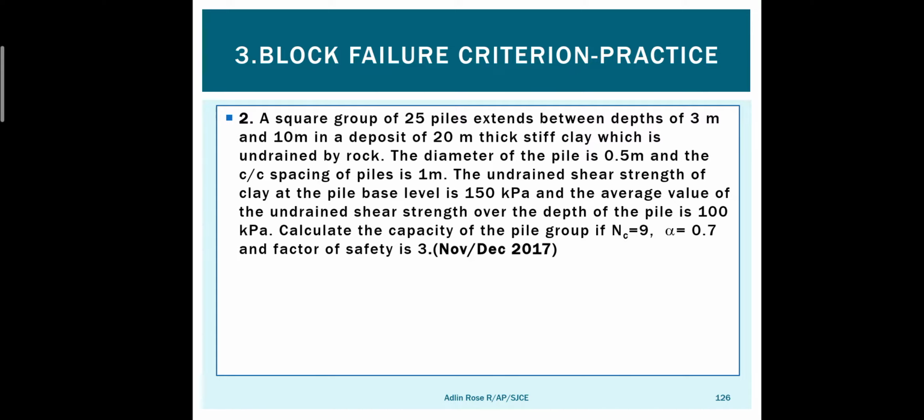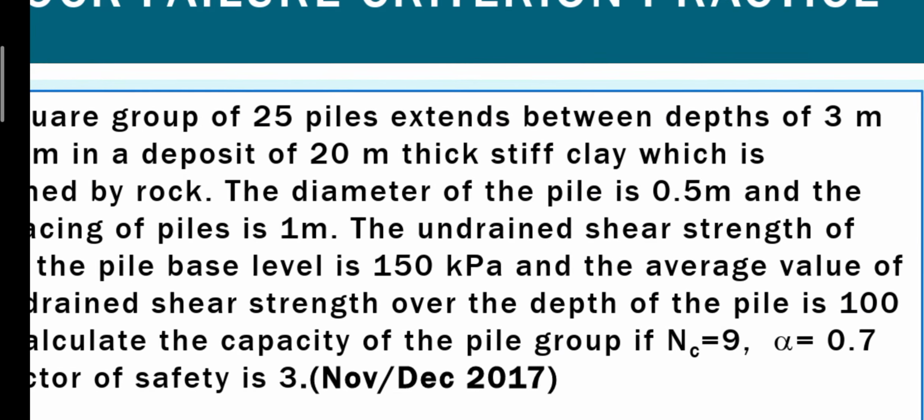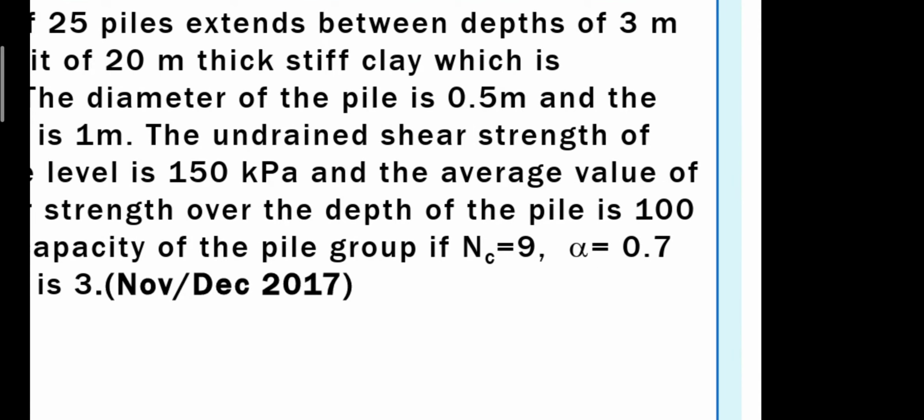And here Nc is equal to 9 will be given. What Nc is equal to 9 means: in your formula, what is the formula for Qu? 9 Cp Ap plus alpha C bar As. There the 9 is nothing but Nc. Nc is given. Actually we directly write the formula as 9. So don't confuse yourself. The 9 is nothing but Nc.